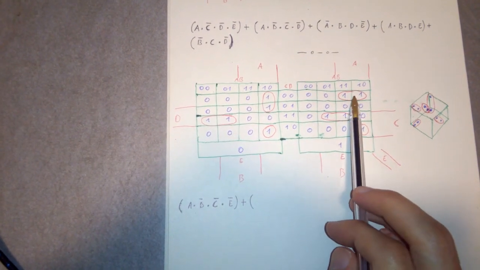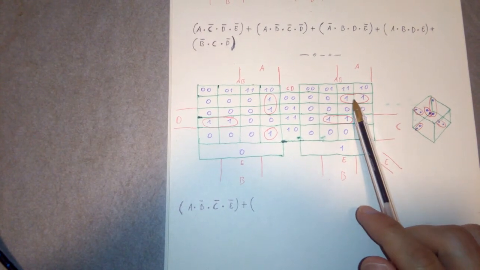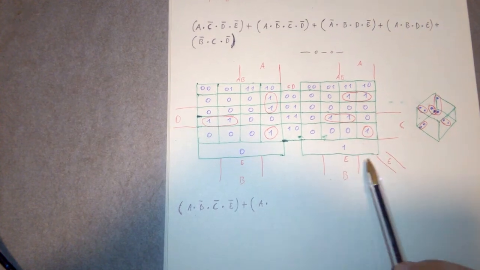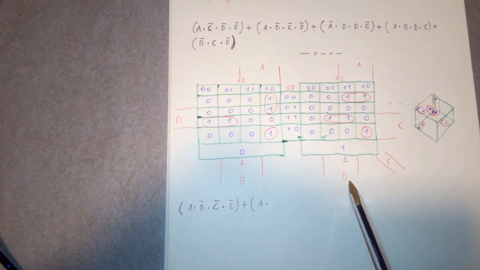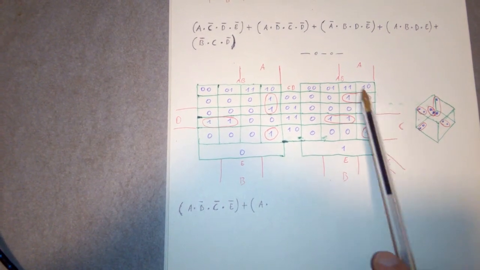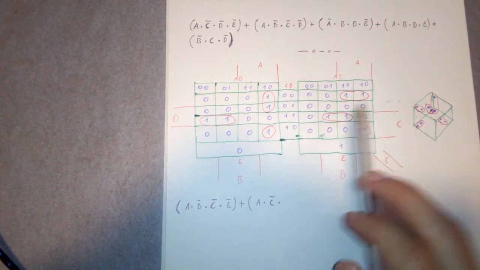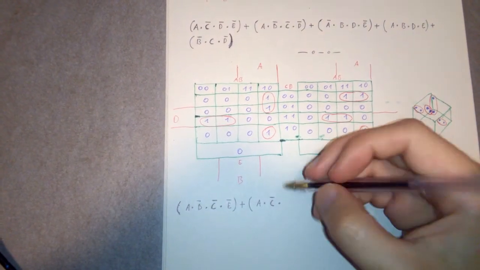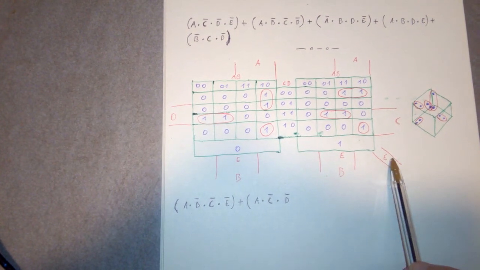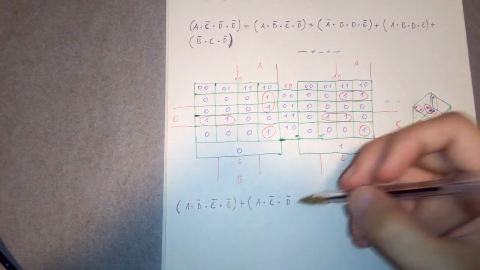We're now going to move to the other group, which is this one. So this group here, it's completely inside A, so we have A. It's half inside and half outside B, so we're going to leave B alone. It's completely outside of C, so we're going to have C naught. And it's completely outside of D, so we're going to have D naught. Lastly, it's completely inside of E, because it's in the top plane, so we're going to have E.